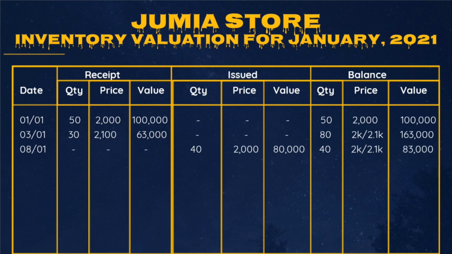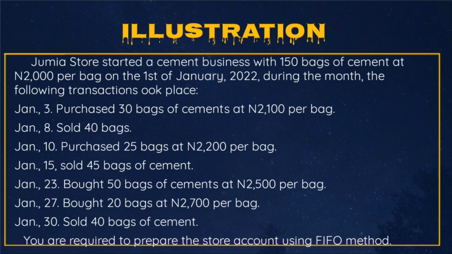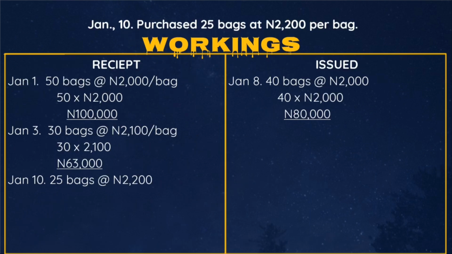Let's move on to the next inventory, which is January 10. Purchase 25 bags of cement at 2,200 per bag. So let's move on to our working for January 10. 25 bags of cement at 2,200, and that will be 25 times 2,200. If we multiply 25 times 2,200, that is going to give us 55,000 naira. Which means this time around, the quantity is 25, the price is 2,200, while the value is 55,000 naira.